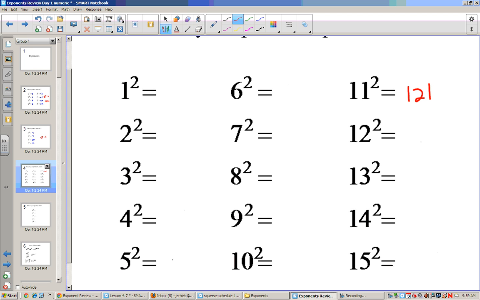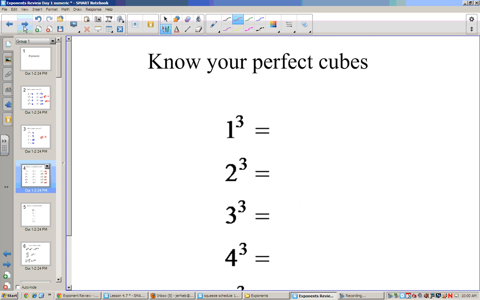The last row, 121, 144, 169, 196, and 225. I will expect you'll be able to do these and go backwards, so the square root of 196 is 14, and so on. So if you don't know your basic squares, you should really study them. Now, I'm expecting also that everybody knows their 11 through 15s.